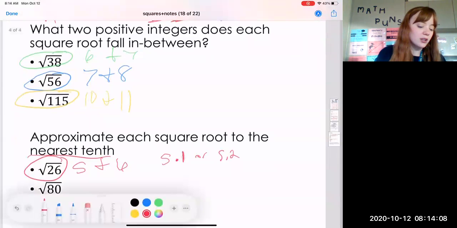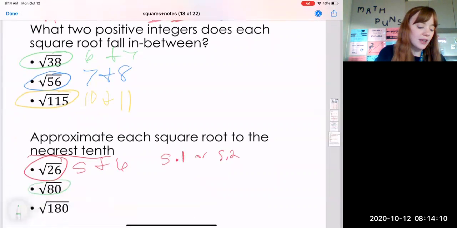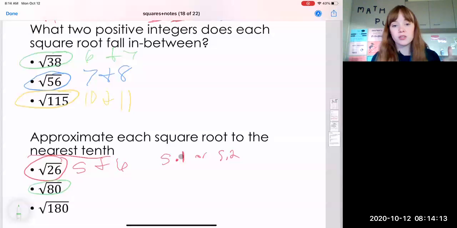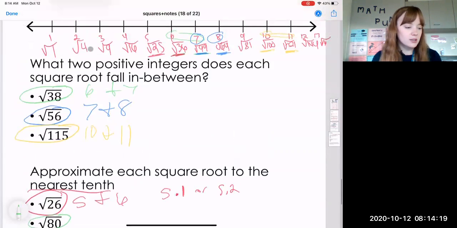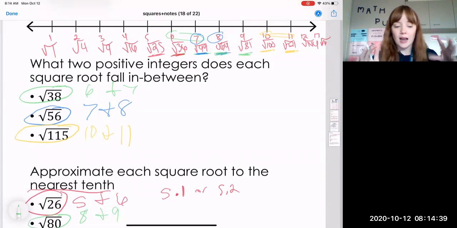If we look at the square root of 80, first we decide which numbers it falls in between, but then we have that extra step. So the square root of 80, if we look at our number line, it's not up here. It falls somewhere between 64 and 81. So it falls somewhere between the square roots of those numbers. The square root of 64 is 8, and the square root of 81 is 9. So it falls between 8 and 9.